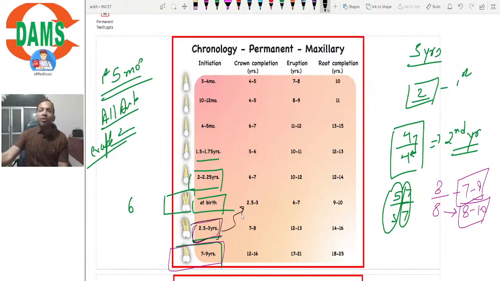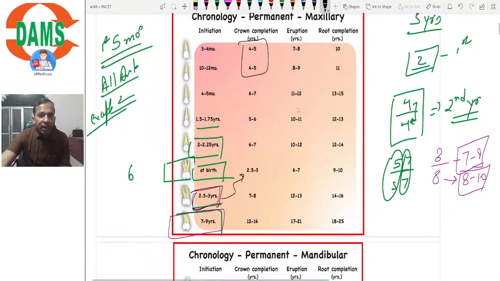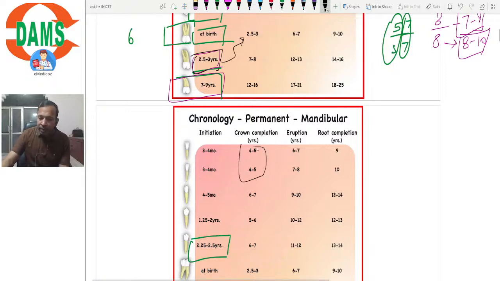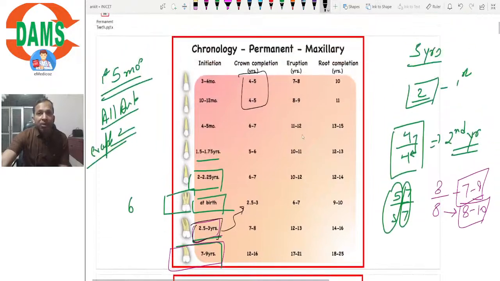After this, which will complete? Anteriors. Among anteriors also, which ones? The ones that are small, that is incisors. So all incisors, right? All the incisors, as you can see here, upper central lateral and lower central lateral will complete in 4 to 5 years of age. Right? After this, which will complete?